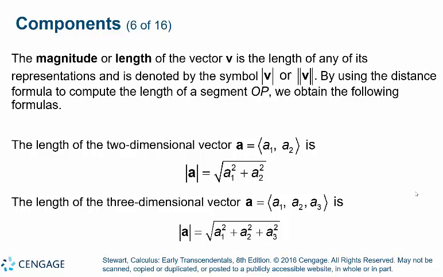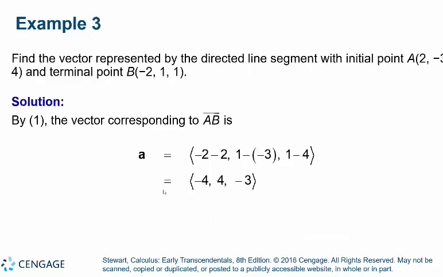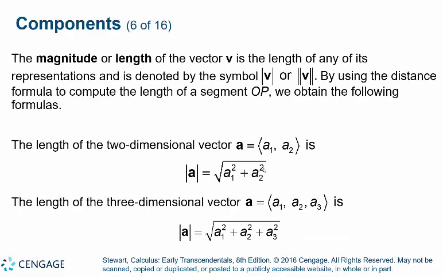length of that vector. Notice that this works for OP, where the initial point is O. It's a little bit different if you don't have the initial point at the origin. You can convert it this way to get it to the position vector, and then use this formula.